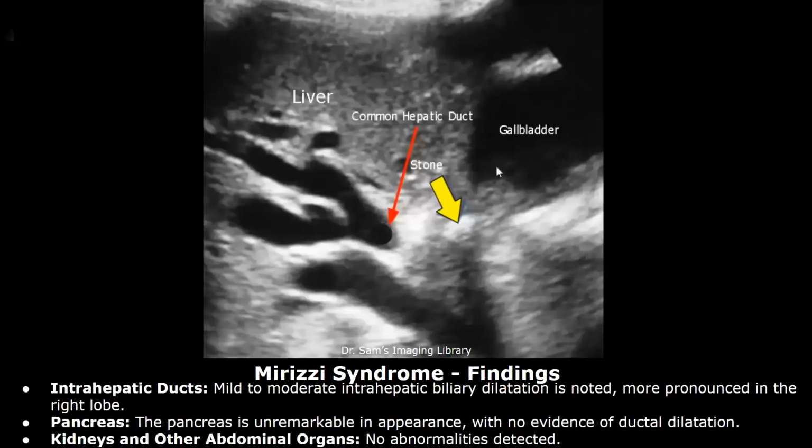Intrahepatic ducts. Mild to moderate intrahepatic biliary dilatation is noted, more pronounced in the right lobe. The pancreas, kidneys, and other abdominal organs are normal.